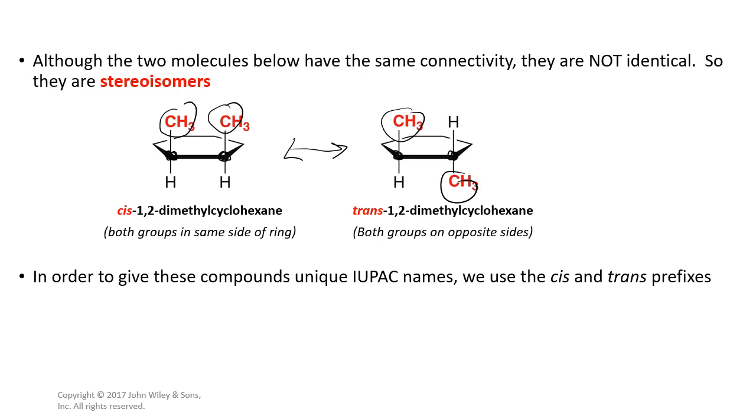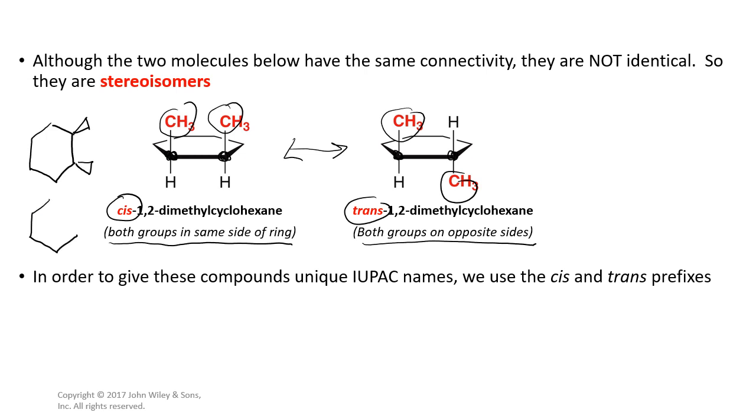However, what's different here is the spatial arrangement of the methyl groups around the carbon atoms. In the first example, the methyl groups are on the same side of the ring, and in the second example, the methyl groups are on opposite sides. So same side is cis, opposite sides are trans. If we were to draw a bond line structure for these, our cis could have two wedges, or if you flipped it over, it would be two dashes. But our trans isomer would have one wedge.